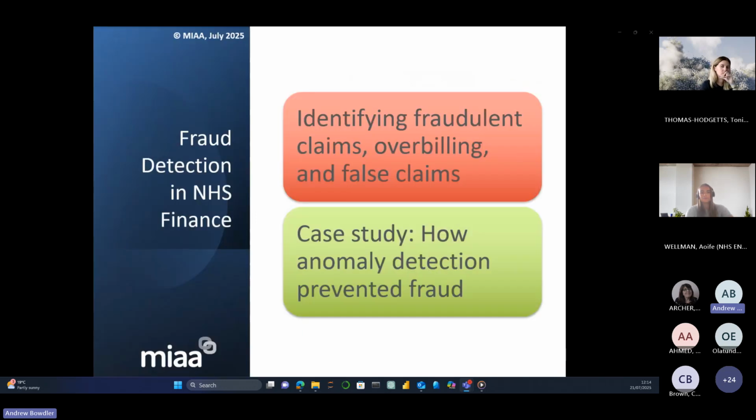Fraud detection is another critical application of anomaly detection. In an organisation as large as the NHS, with thousands of suppliers and transactions, it's easy for fraudulent claims or overbilling to slip through the cracks. Anomaly detection systems are designed to pick up on these unusual patterns. For instance, if a particular contractor consistently overbills or submits irregular claims, the system can flag it for investigation. There have been cases in other public healthcare systems where anomaly detection helped prevent significant financial losses by identifying fraudulent activity early.